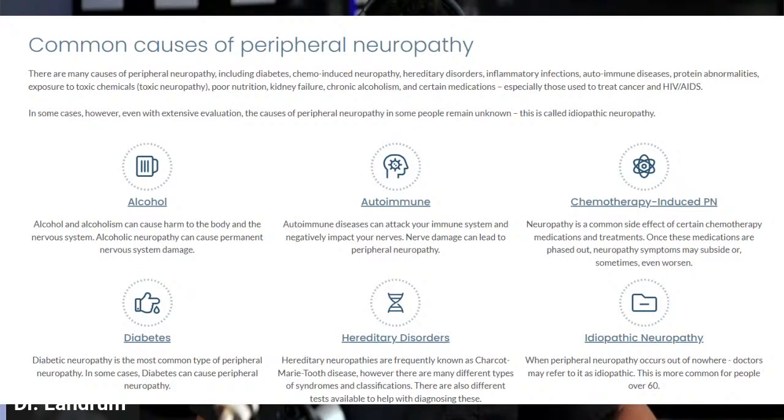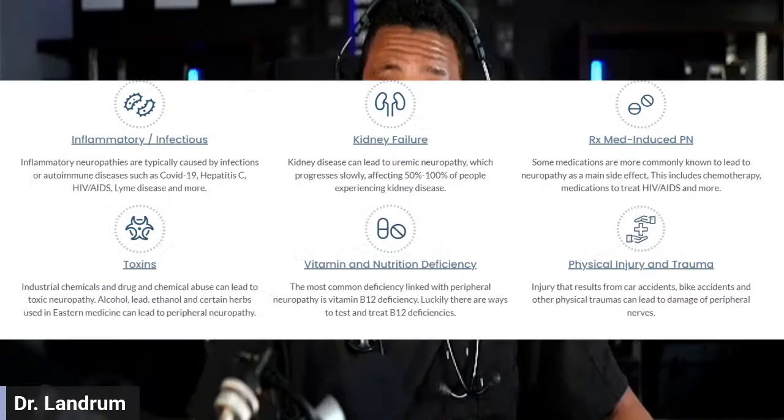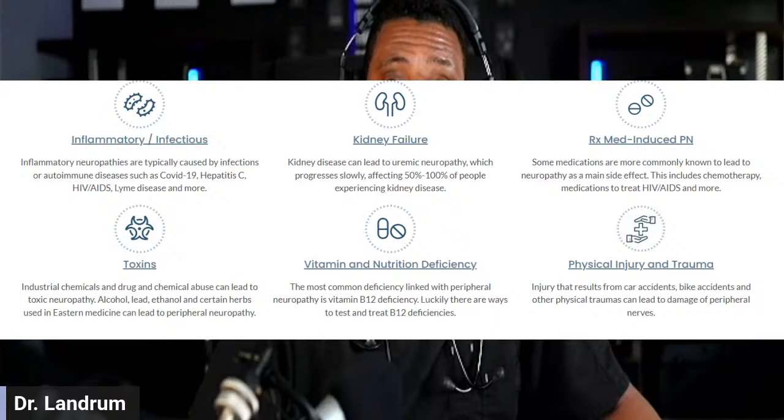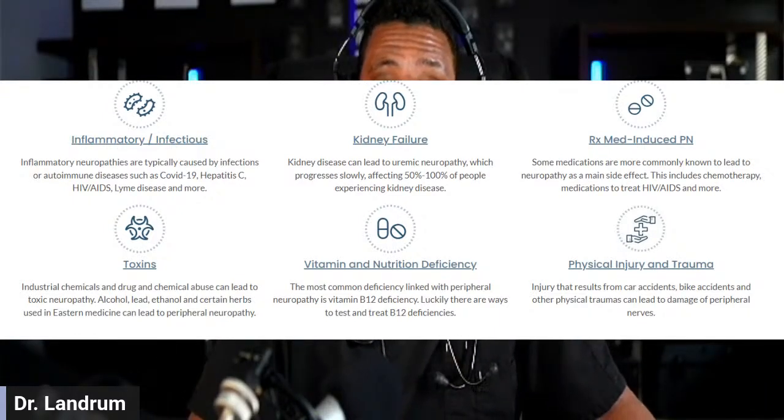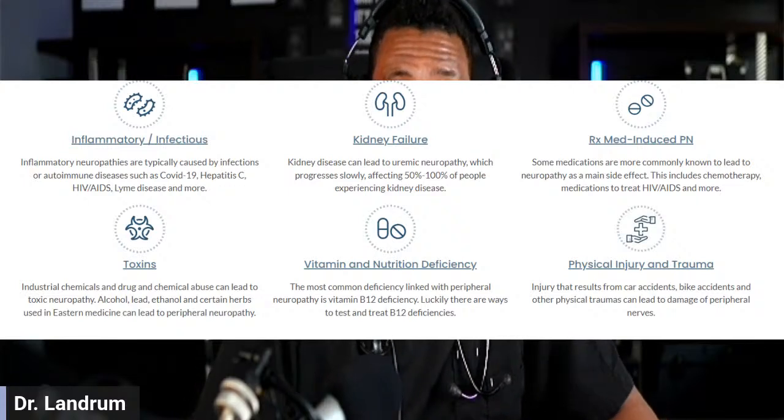We're going to run through a few different diagnoses for people who have interest, so we can get further understanding. It can come from alcohol use. It can come from autoimmune disease, chemotherapy, diabetes, hereditary disorders, or an unknown reason. It can also come from inflammation, from kidney disease, from certain prescriptions, which we'll talk about later. It can come from toxins, a vitamin and nutritional deficiency, which we also will discuss, physical injury and trauma, as previously mentioned. Many people in the medical field think, oh, if it's peripheral neuropathy, then it's always diabetes. Okay, let's give you something else that I think many people wouldn't know.